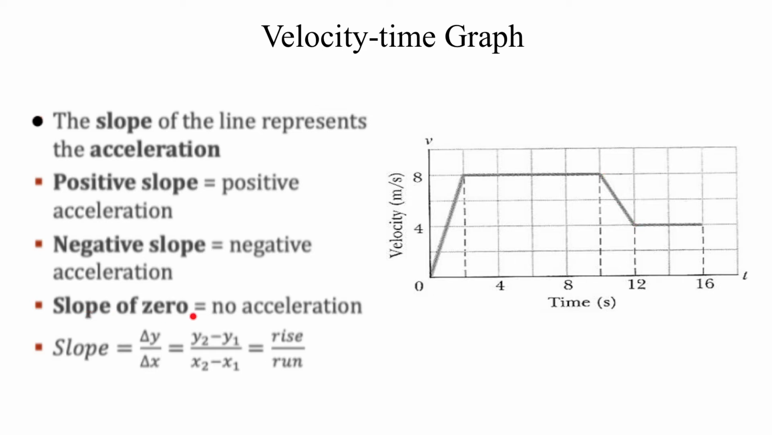If we have a slope of 0, like we would from 2 to 10 and 12 to 16, we already talked about how that would be maintaining constant velocity. That also means then no acceleration. And then I put the slope formula on here again, just like from your position time graphs. Generally, most people stick with rise over run when they say what the formula for slope is.